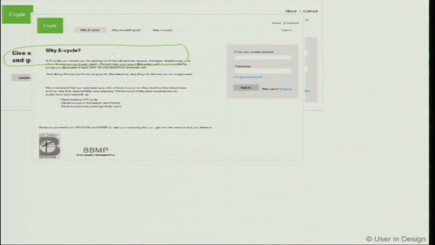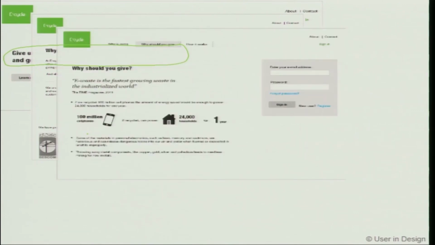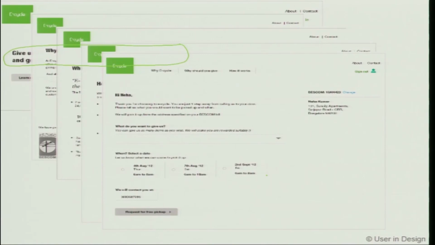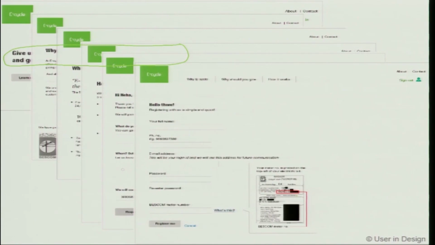Okay? And then, why e-cycle, explaining that some more. Why should you give, explaining that with some graphics and things that would grab people's attention. And then showing how it works, and the amount of discount that people might get. And then if they wanted to schedule a pickup, explaining when, and select a date, right? That they will contact them, and then explaining to them the BESCOM meter number.